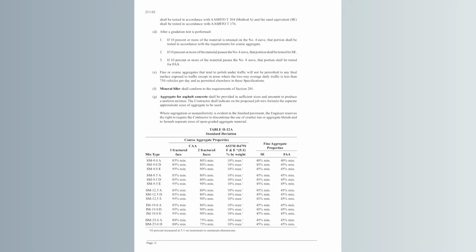Table 2-12A is your aggregate properties and your consensus properties that were covered earlier in this class. It will tell you what the requirements are for your coarse aggregate angularity, your F&E, your sand equivalency, and your fine aggregate angularity, and what those requirements are per mix type. Being able to read this table is very important while you're designing and selecting your aggregates for your mix.